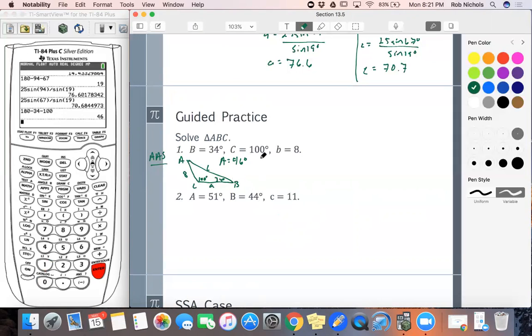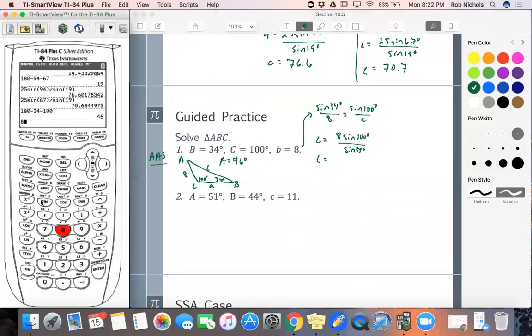So for my first case, I'm going to set up, let's see here. I have B. So sine of 34 degrees over B, which is 8, is equal to the sine of 100, that's C, over C. And I'm just going to skip a step here. So C equals 8 times the sine of 100 degrees over the sine of 34 degrees. So C equals 8 times the sine of 100 divided by the sine of 34.